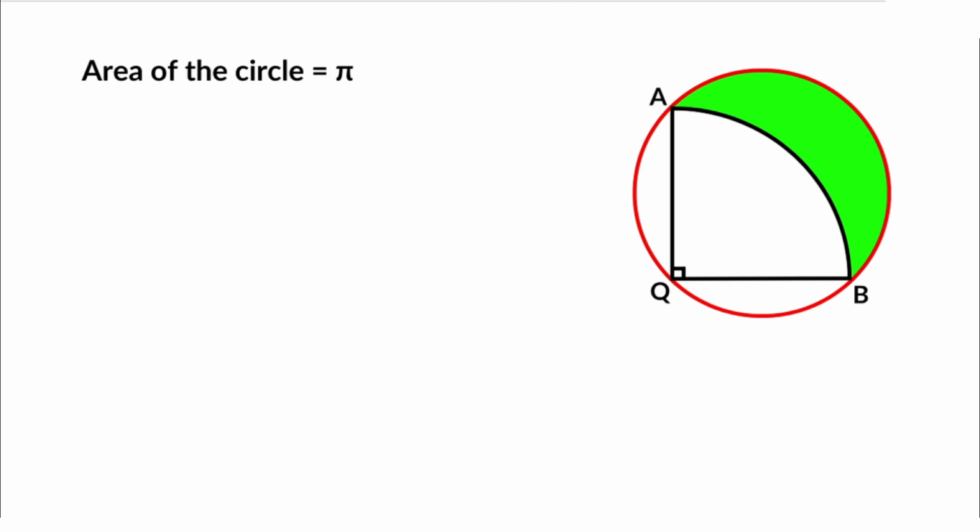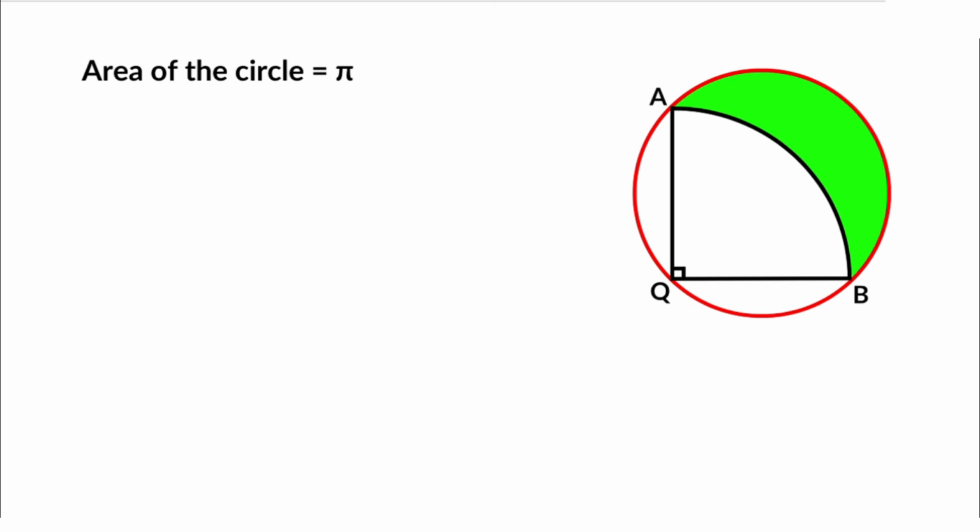Hey everyone, welcome back. We have a large red circle. Inside it, there's a smaller quarter circle. Its center is point Q, and its two endpoints are A and B. And here's the interesting part. Point Q, point A, and point B all lie on the boundary of the large red circle.